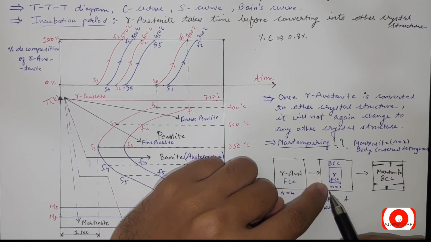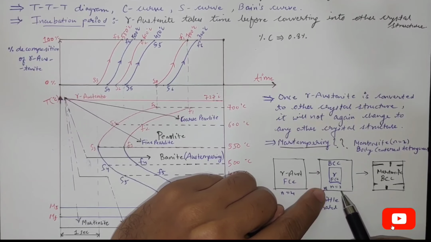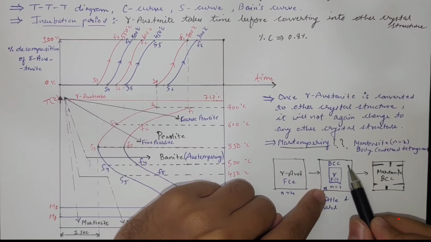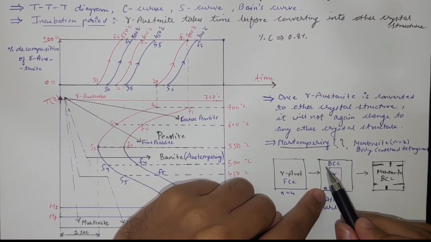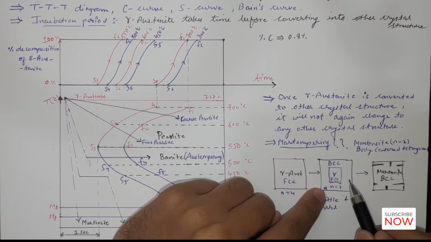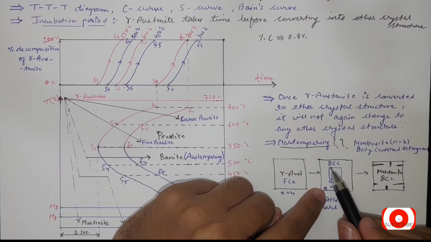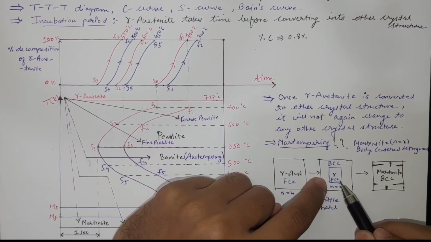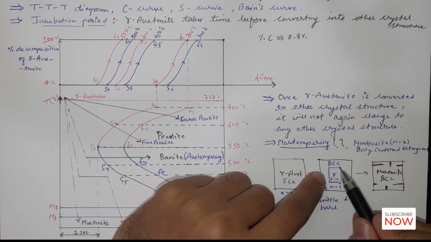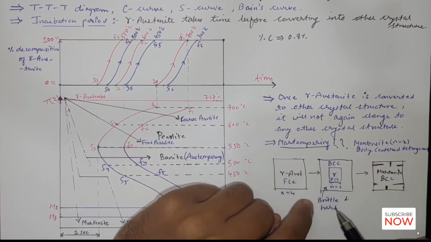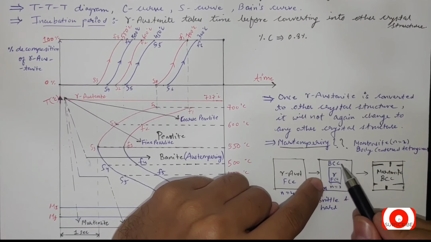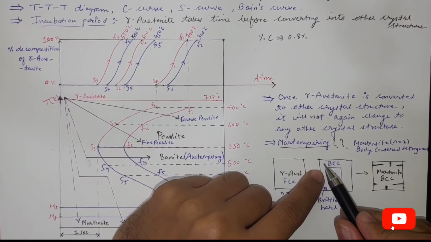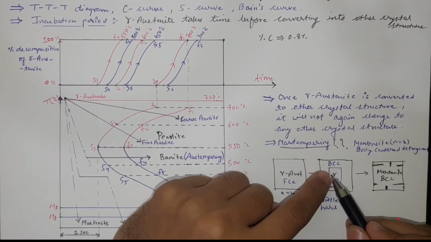BCC has two atoms, so the density reduces from 4 atoms to 2 atoms in the unit cell. The density is reduced and the volume expands in this area, but the core area is much denser, because FCC has 4 atoms inside the unit cell. Now when these 4 atoms change to 2 atoms, the density will further reduce. So the core area will expand, and the outer region is already hard and brittle because of the martensite. So this hard and brittle region will start cracking because the inside region is expanding.